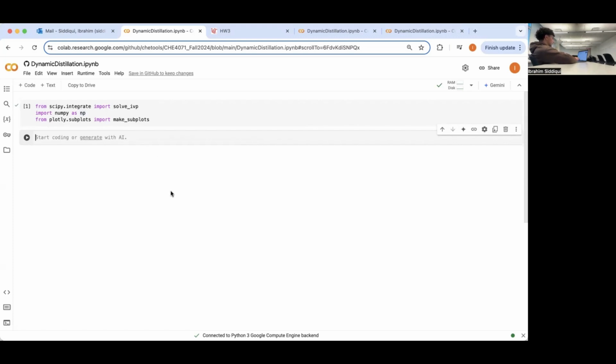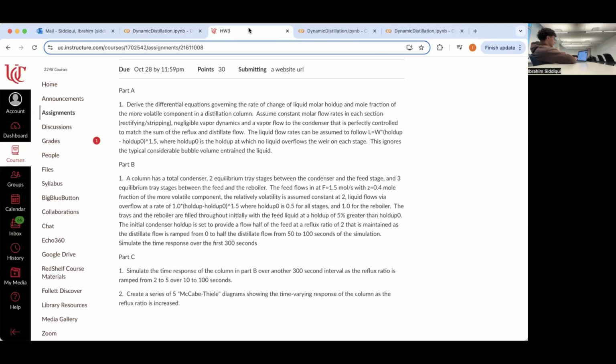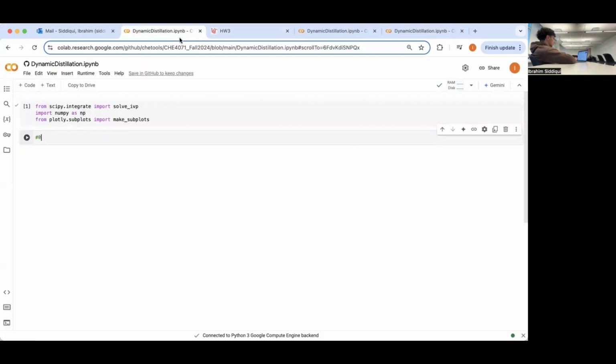Going ahead and listing out the stages, we always start at stage 0. Before our feed stage, we have 2 equilibrium stages between the condenser and the feed stage, so let's label that: number 1, number 2, and our third stage is our feed stage. This is our rectifying section before the feed stage, which we denote as NR minus 1.